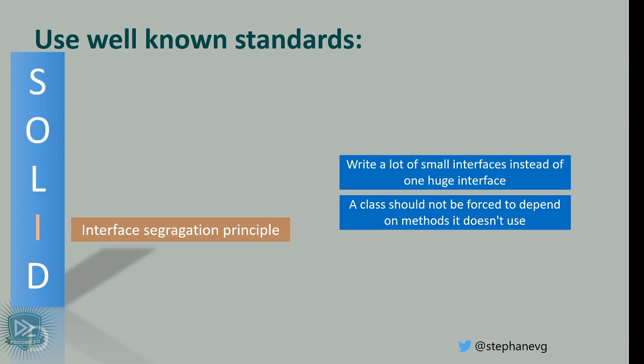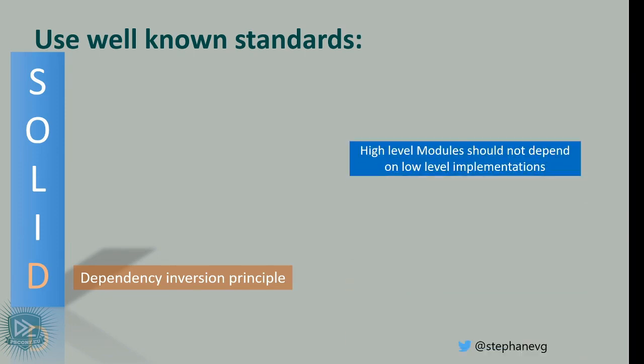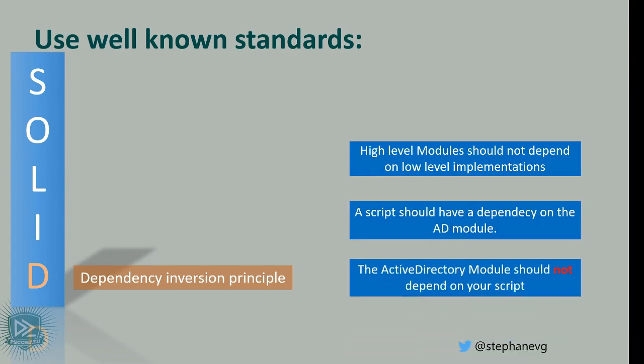So, for example, my class boat should not inherit from animal, because boat.talk doesn't make any sense, except maybe in an anime or so. And then the dependency inversion principle, which is also kind of logical. High-level modules should not depend on low-level implementation. So what does it actually mean? Concretely, a script should have a dependency on the Active Directory module, for example, but the Active Directory module should not have a dependency on your script. Right? So low-level implementation should depend on high-level modules.